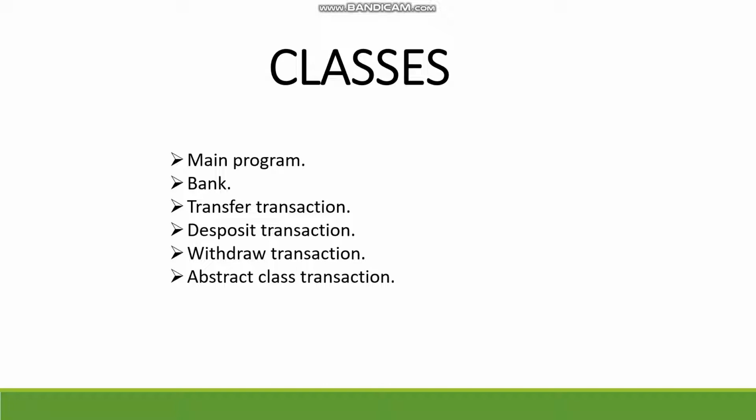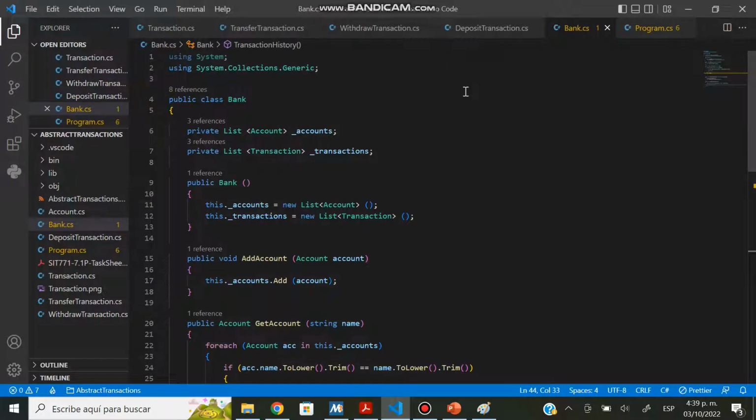We have the main program, we have the bank class, the transfer transaction class, deposit transaction class, withdraw transaction class, and finally we have the abstract class transaction. Okay, so let's see how each class was implemented in the solution. So first, we start with the bank class. The bank class plays the role of the bank in which the accounts and transactions are managed.